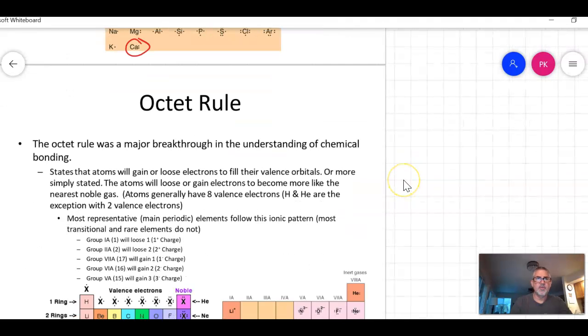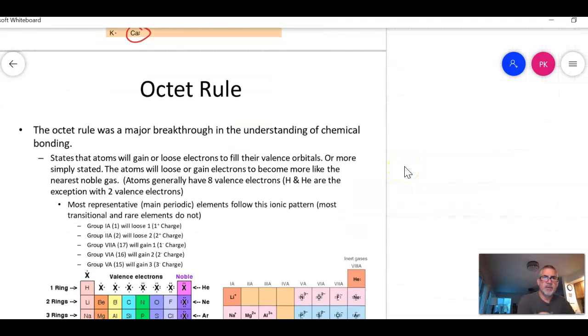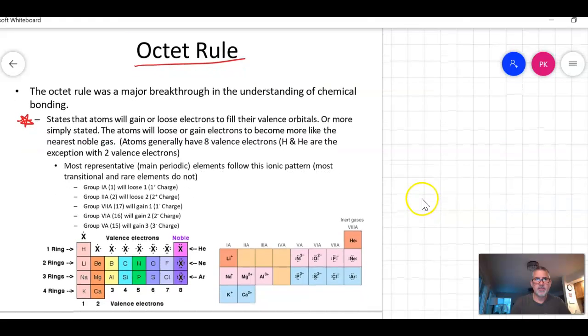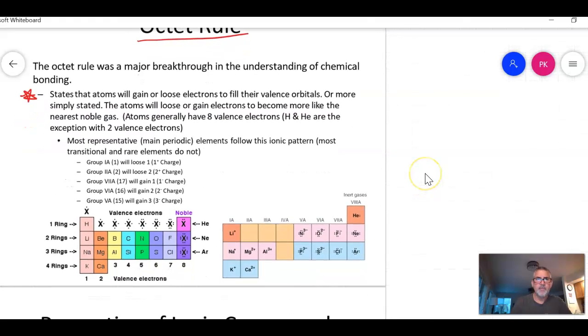All right, so the octet rule that we just talked about says atoms will gain or lose electrons to fill their valence orbitals. So the metals will lose electrons to be like the previous noble gas, and the non-metals will gain to be like the next noble gas. So if we look at our valence electrons, we'll have our common ions.